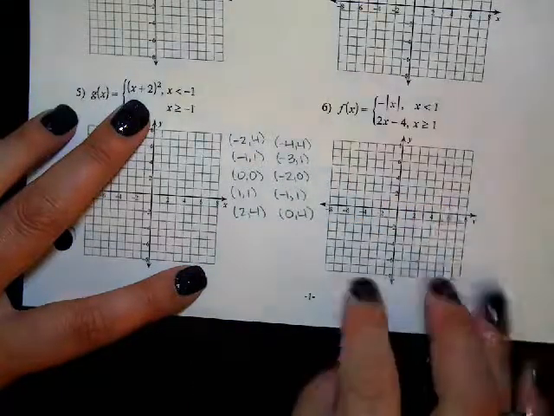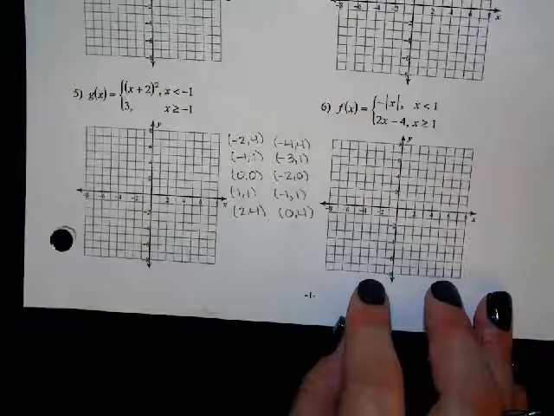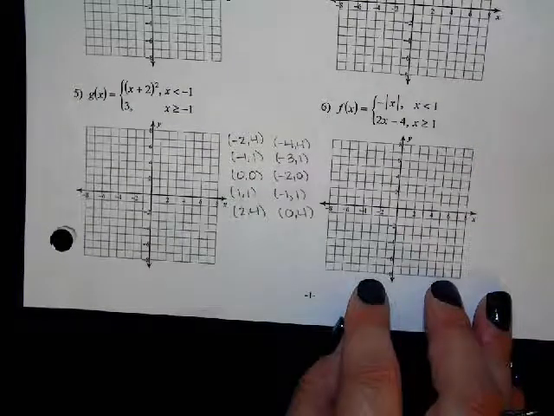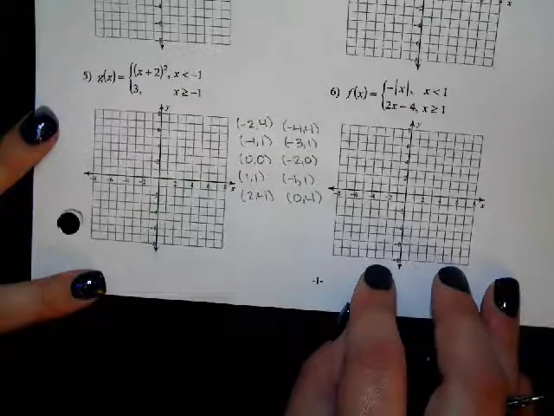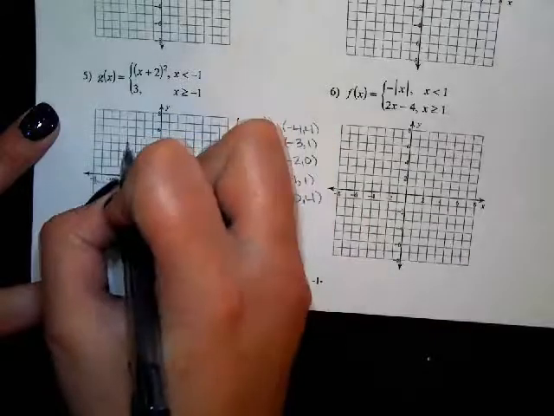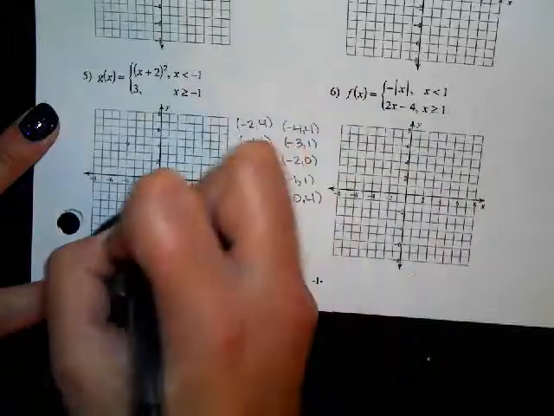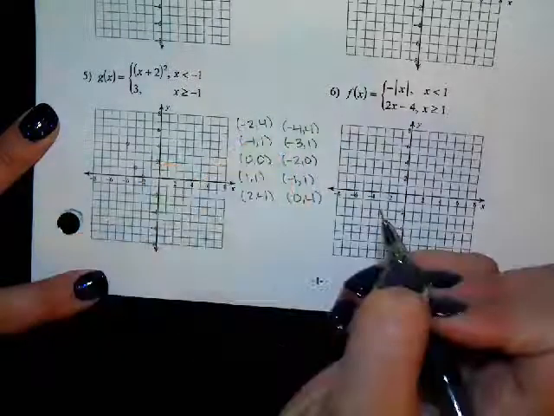So just remember, we're going to very lightly draw the parabola in. -4, 4. -3, 1. -2, 0. -1, 1. 0, 4. Just going to be lightly sketching it.